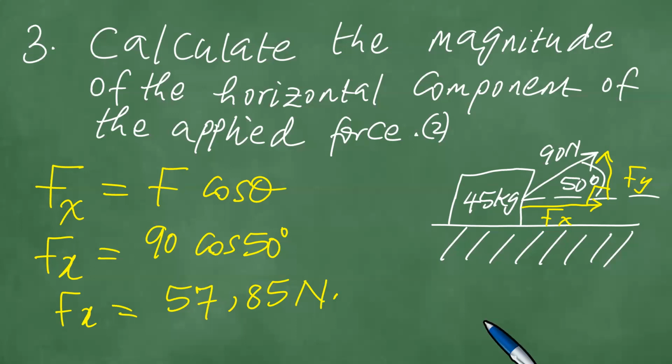Okay, so we have been able to answer that question and find the magnitude of the horizontal component, which is the F subscript X. And the formula for the horizontal component of forces all the time is F cosine theta. For the vertical component, it's always F sine theta. Okay, next question.